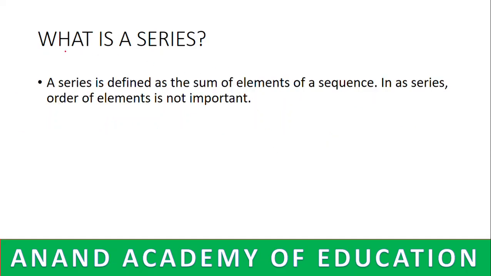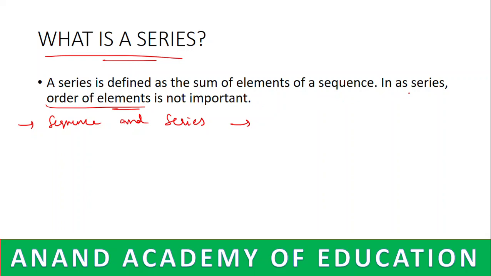And now, what is a series? We have just learnt what a sequence means, and now what does a series mean? A series is as simple as a sequence, and the major difference between sequence and series is that the order of elements is not important in a series. Also, a series is defined as the sum of elements of a sequence.